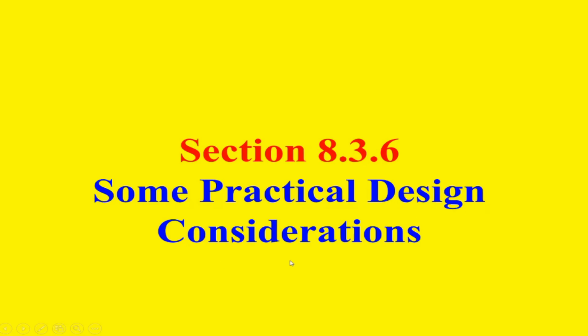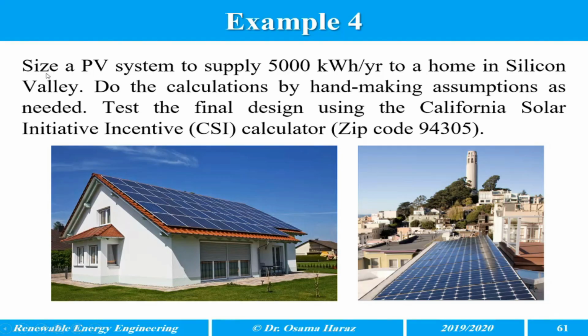Some practical design considerations in the last section. Given the PV system, we need to supply 5,000 kilowatt hour per year to a home in Silicon Valley. Do the calculation by hand, making assumptions as needed. Test the final design using the CSI, or California Solar Initiative Incentive Calculator. Use the zip code 94305.